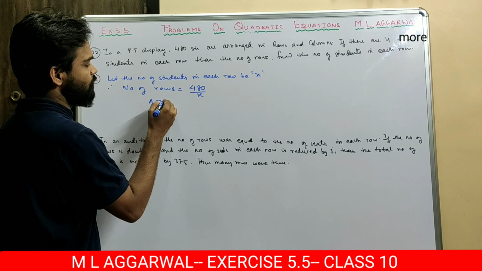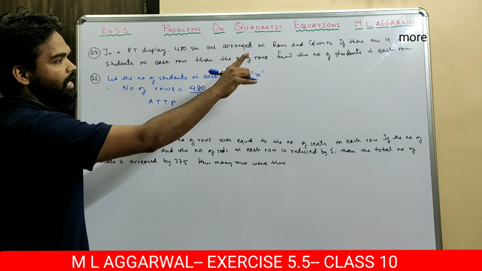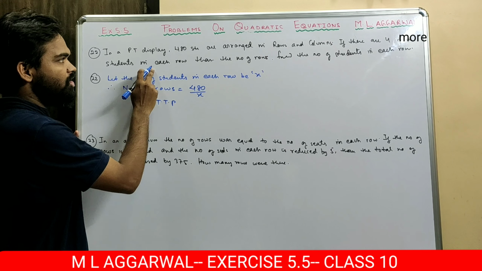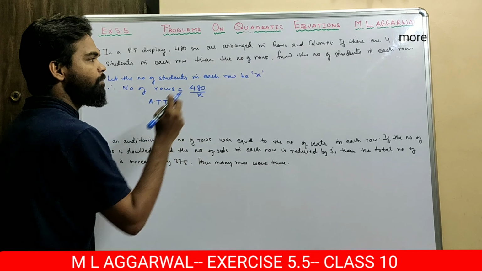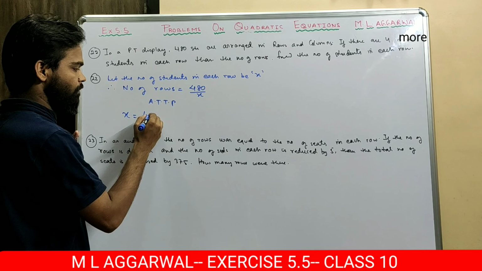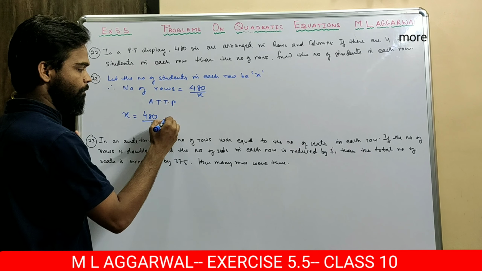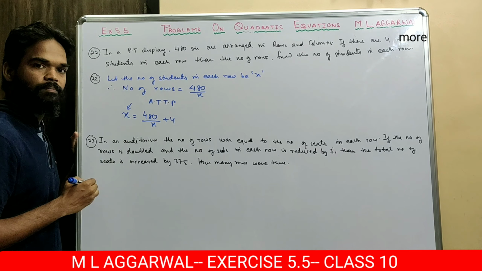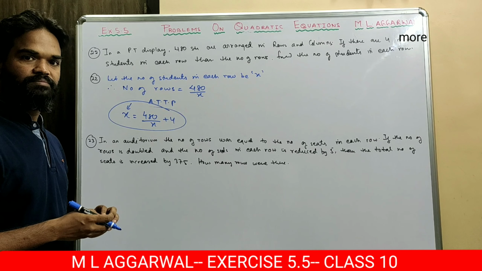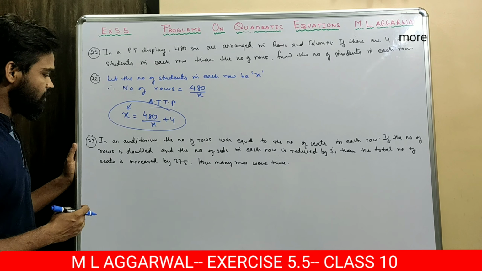Now look at, according to the problem, what they said. If there are 4 more students in each row, then the number of rows, which means x will be equal to number of rows plus 4. This was the number of student. Clear? And this is my equation. Done. Now let us look at sum number 23.